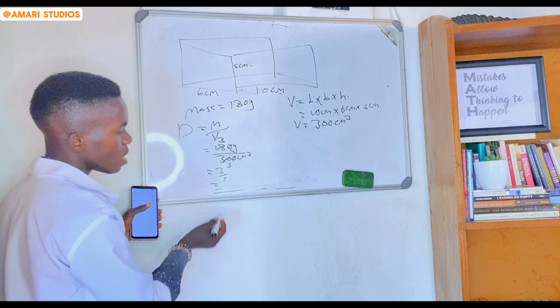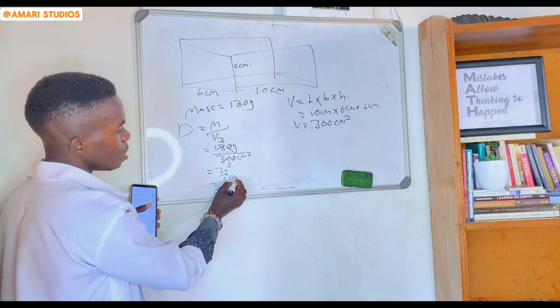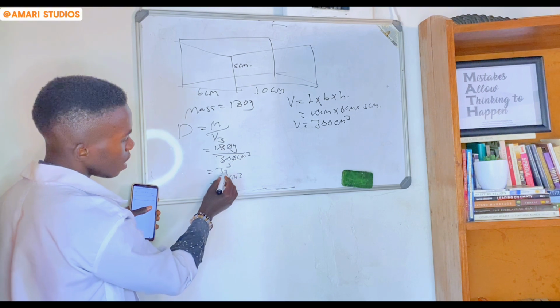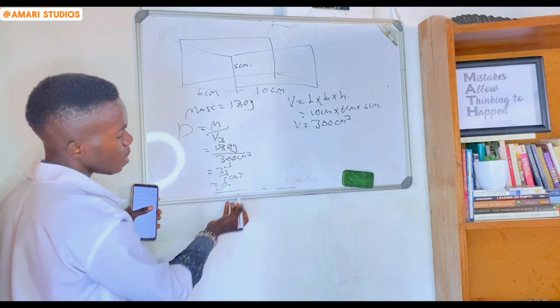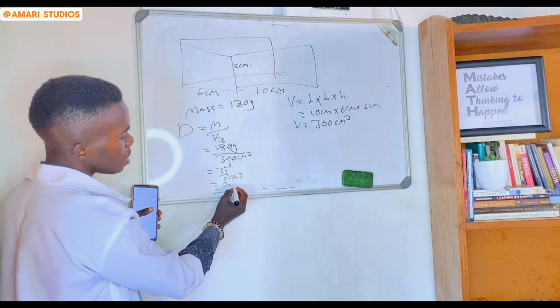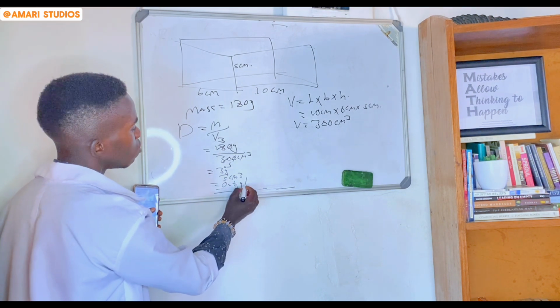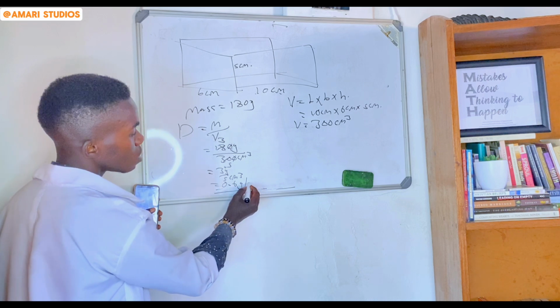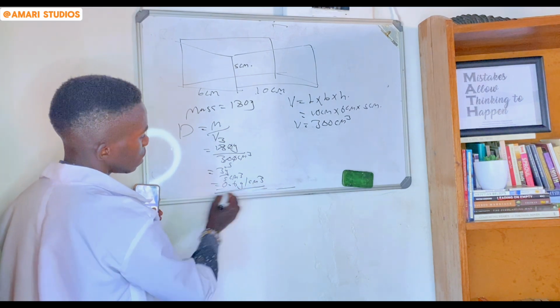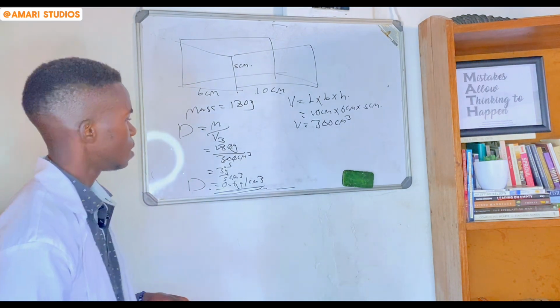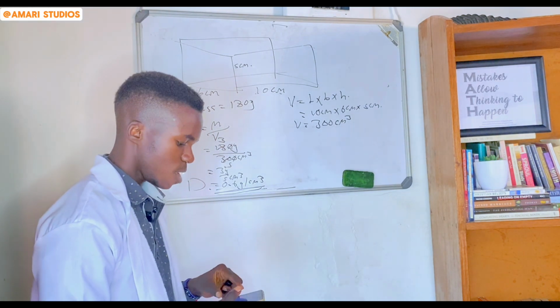But that's not the answer that we need. So you are going to divide 5 into 30, it's 0. Then you add the 0 there, you put a point there. Then 5 into 30 is going to give us 6. Therefore, our final answer is going to be 0.6 grams per cubic centimeter. That is our density. And that is the end of the paper.